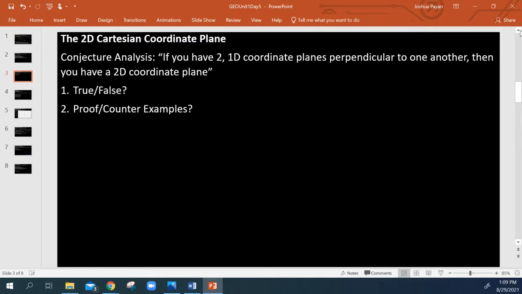Okay, so we have a conjecture here. If you have two one-dimensional coordinate planes perpendicular to one another, then you have a 2D coordinate plane. Is this true or false? Obviously, it's true.